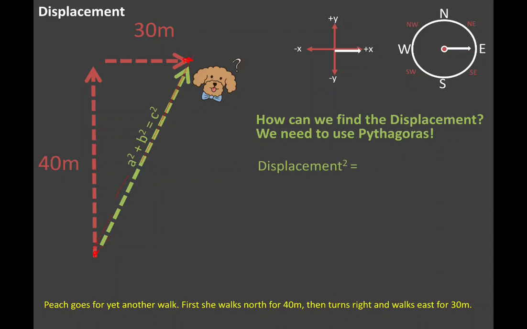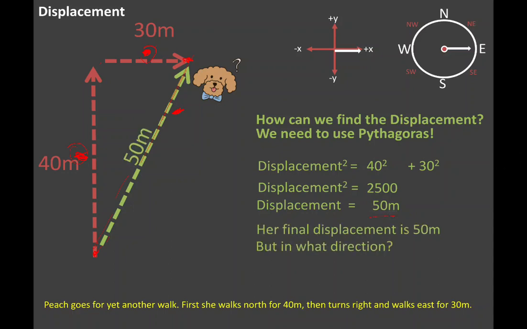Now this is c squared. Displacement squared is equal to 40 squared plus 30 squared. If we consider this right angle triangle, the hypotenuse squared is equal to 30 squared plus 40 squared, which gives us the displacement squared. 40 squared plus 30 squared is equal to 2500. If we take the square root of both sides, we get displacement is equal to 50 meter. So the displacement is 50 meter using Pythagoras theorem.